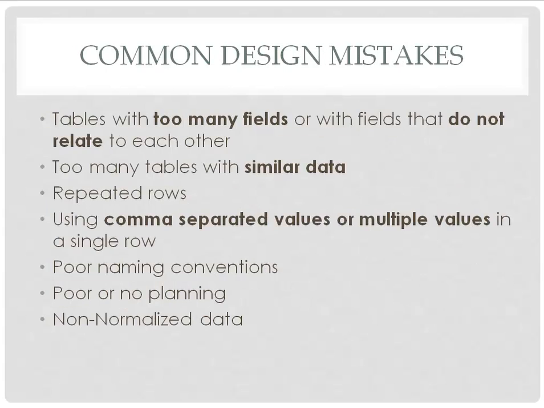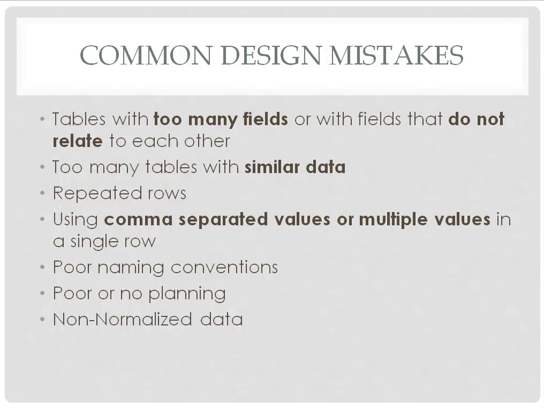Here are some common design mistakes. Tables with too many fields or with fields that do not relate to each other. So your fields should definitely relate to each other per table. If you have a customers table, everything that's in that table should relate to the customer. You don't want to have product info inside of the customer table. Too many tables with similar data. You don't want that. You don't want repeated rows. Okay, so you don't want two rows that have the same exact information. That's why it's really important to have a primary key most of the time.